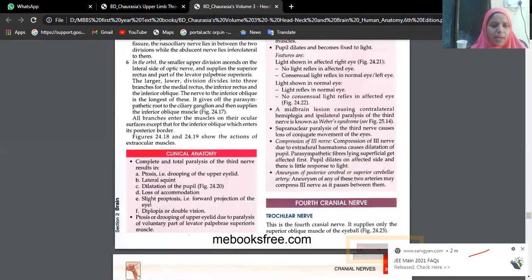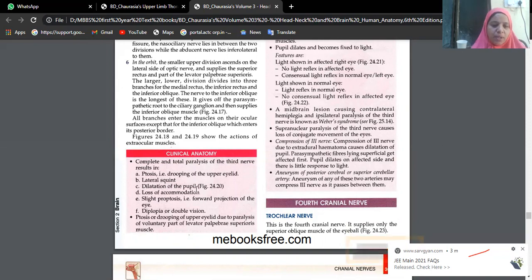Now coming to the applied anatomy, complete and total paralysis of third nerve results in ptosis. What is ptosis? Drooping of upper eyelid is ptosis because it is supplying levator palpebrae superioris, isn't it? Through its superior division. Suppose if levator palpebrae superioris is paralyzed because of damage to oculomotor nerve, you will see drooping of upper eyelid. There will be lateral squint. Then pupillary constriction is one of the functions, isn't it?